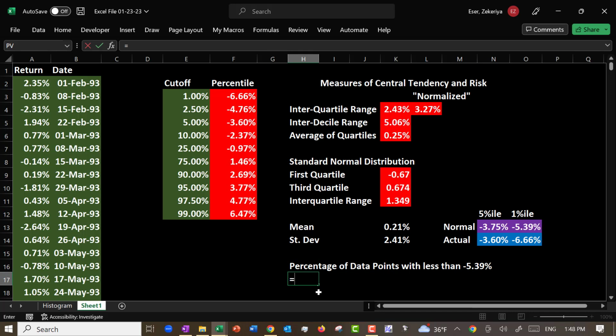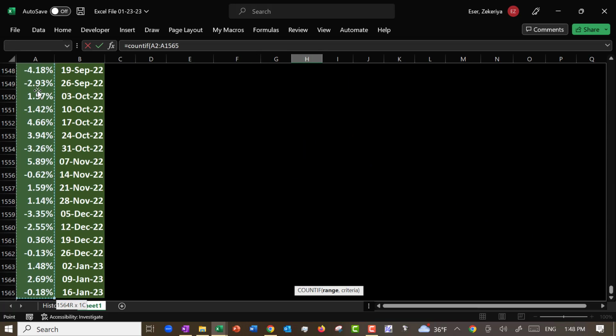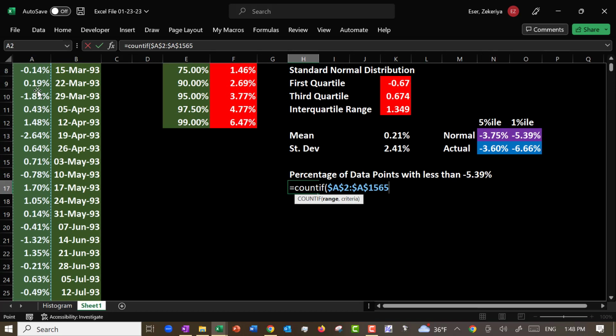we can do it in a lot of ways, but the easiest way would be a function called COUNTIF. I'm going to count the number of data points that satisfy a certain criteria. The first range is for the criteria. Select all of them. And the criteria is going to be less than negative 0.0539.